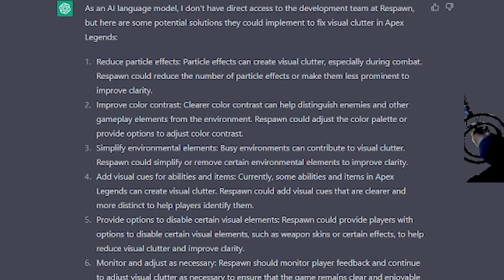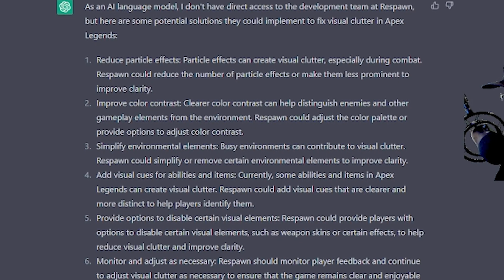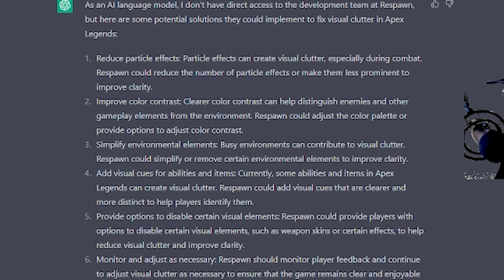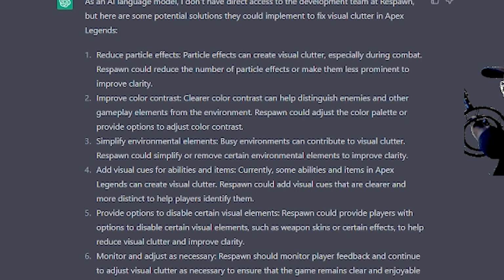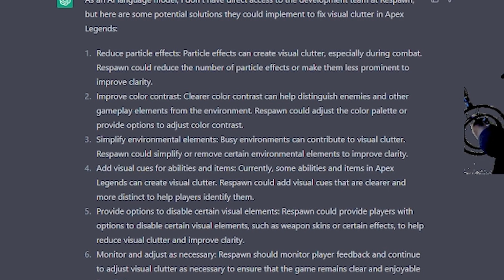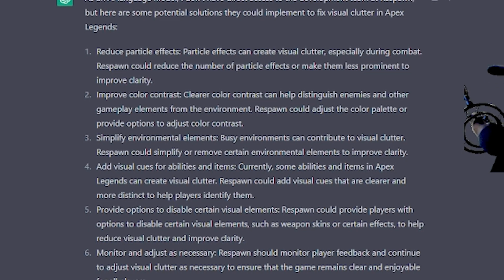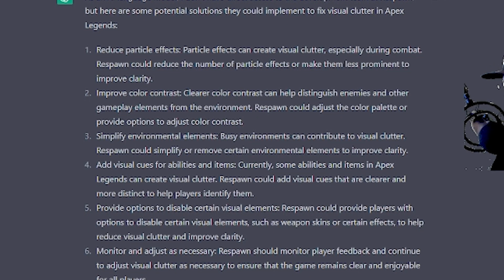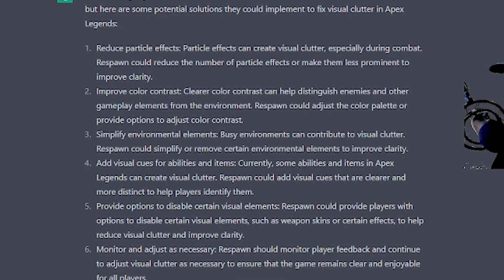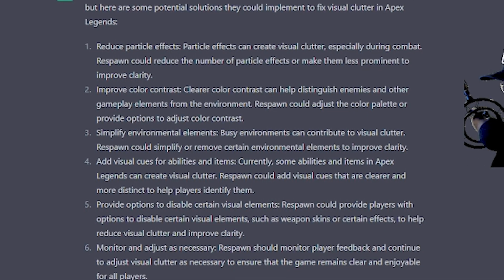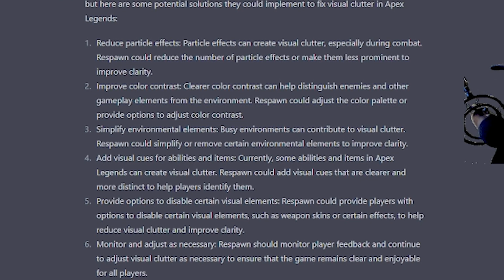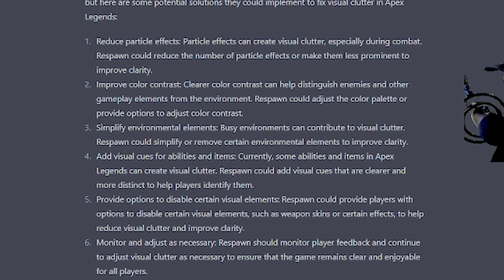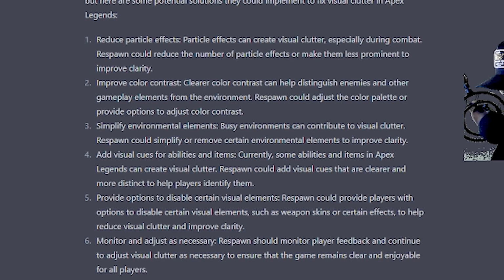Reduce particle effects. Particle effects can create visual clutter, especially during combat. Respawn could reduce the number of particle effects or make them less prominent to improve clarity. All right, pretty solid suggestion. Improve color contrast. Clearer color contrast can help distinguish enemies and other gameplay elements from the environment. Respawn could adjust the color palette or provide options to adjust color contrast. All right.